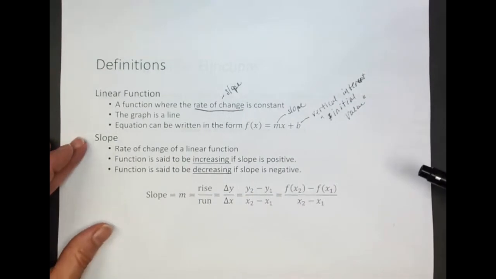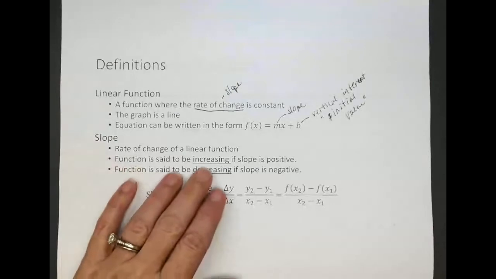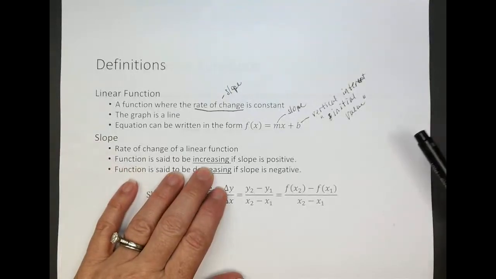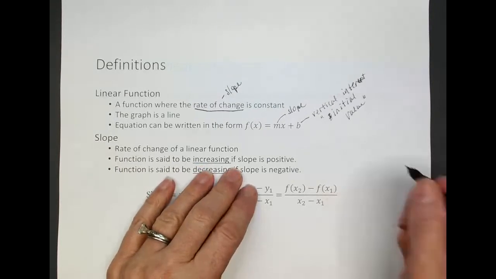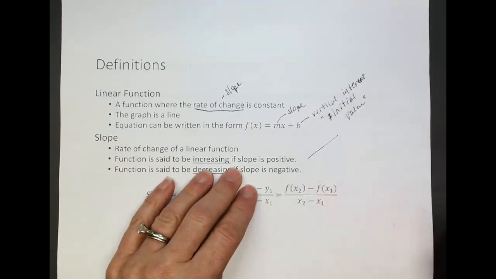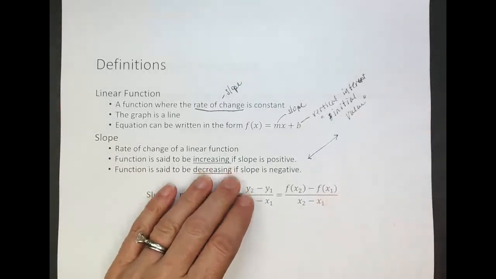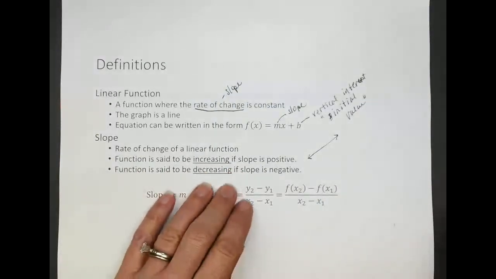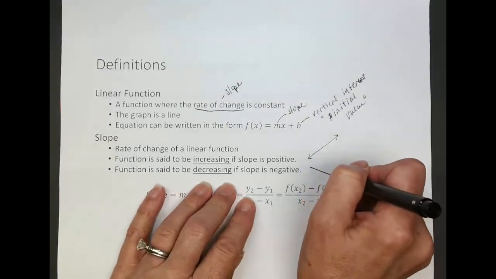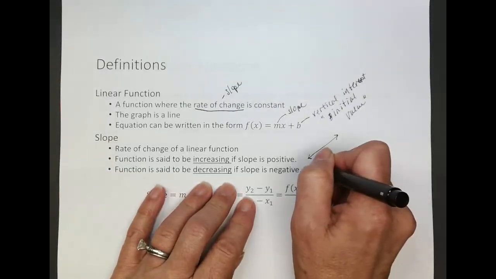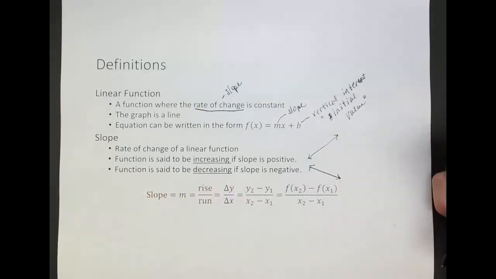Some more specifics on the slope or the rate of change of a linear function. The function is increasing if the slope is positive. When we graph a line with positive slope, as we move left to right across that line, it's going to be moving upwards. If the function is decreasing, then the slope would be negative, and when we graph that line, as we move left to right across that line, it's going to be moving downward.